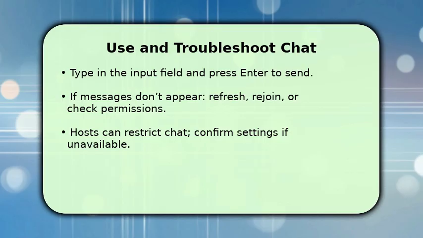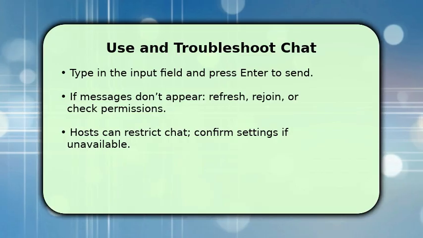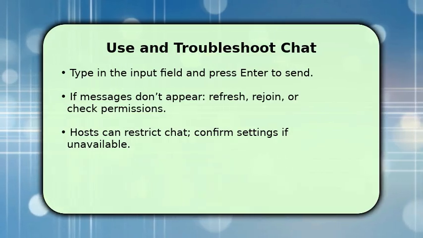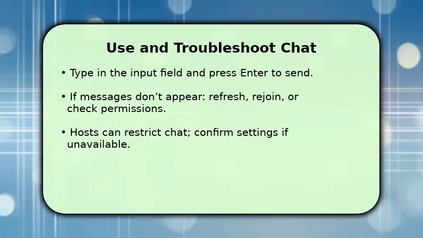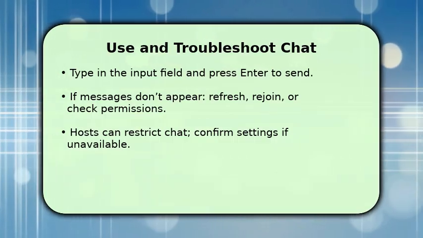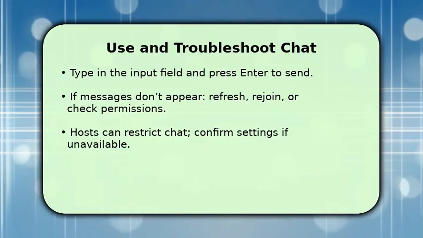If the panel fails to open, reload the page, rejoin the meeting, or switch browsers. On mobile, force close and reopen the app. As a final tip, check extension interference and clear cache if persistent. If you still can't access chat, ask the organizer to confirm chat permissions or send your message verbally.